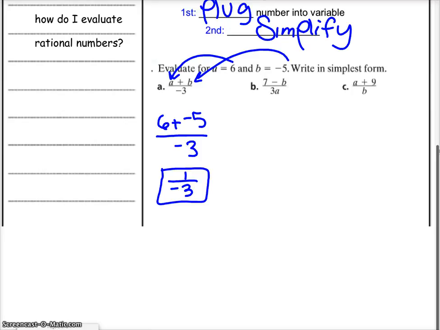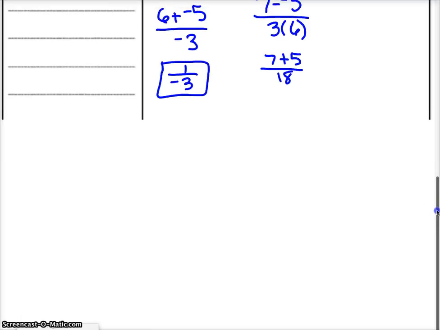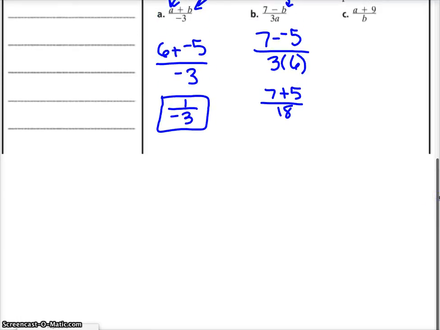Seven minus B. B is negative 5, so it's 7 minus a negative 5 over 3A, so 3 times 6. When you minus a negative, what are you doing? So it's 7 plus 5 over 18. I'm doing a little chunk at a time. That is 12 over 18. Divide them both by 6, 2/3.